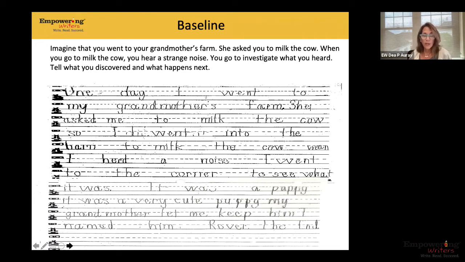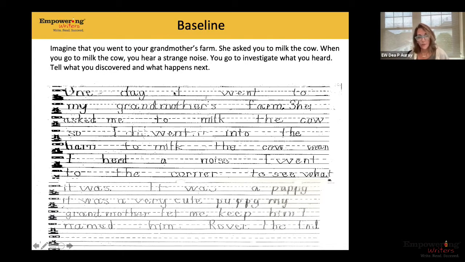One day I went to my grandmother's farm. She asked me to milk the cow, so I went into the barn to milk the cow. When I heard a noise, I went to the corner to see what it was. It was a puppy. It was a very cute puppy. My grandmother let me keep him. I named him Rover. The end.